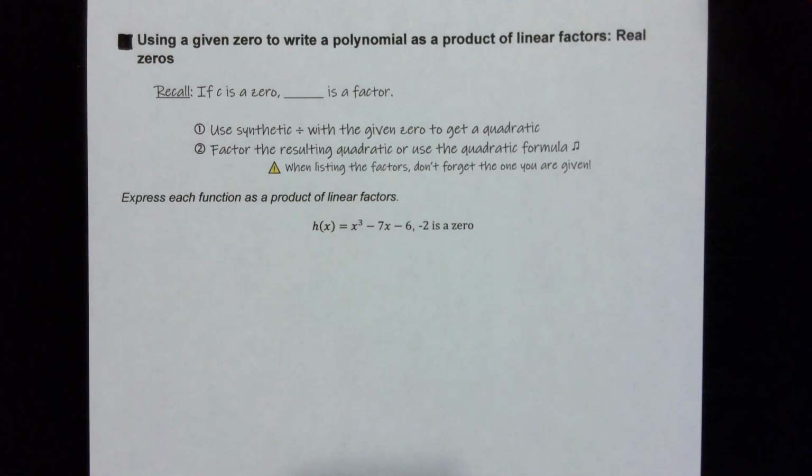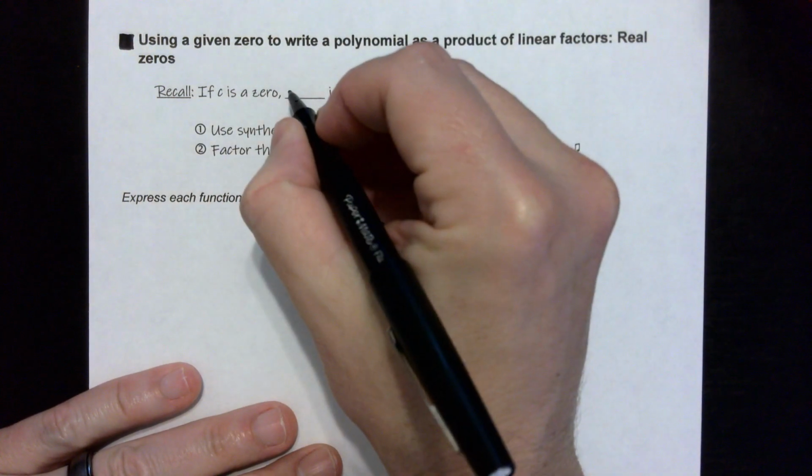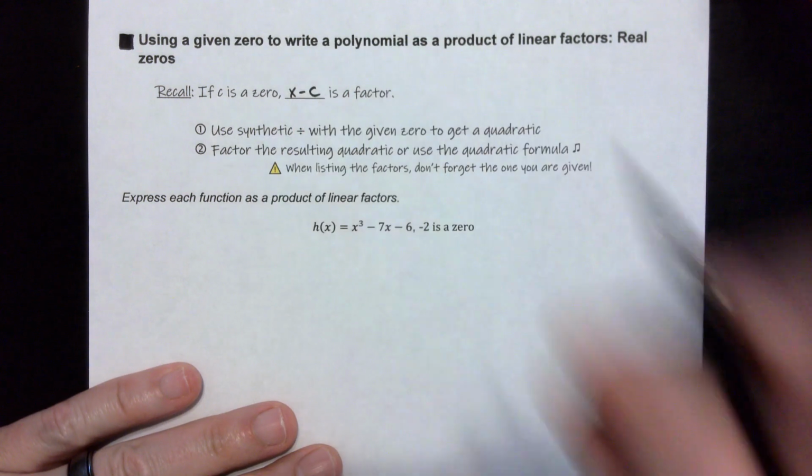In this video, we're going to be using the given zero to write a polynomial as a product of linear factors. And this is going to be real zeros, so no complex zeros, no i. Recall that if c is a zero, then x minus c is a factor.